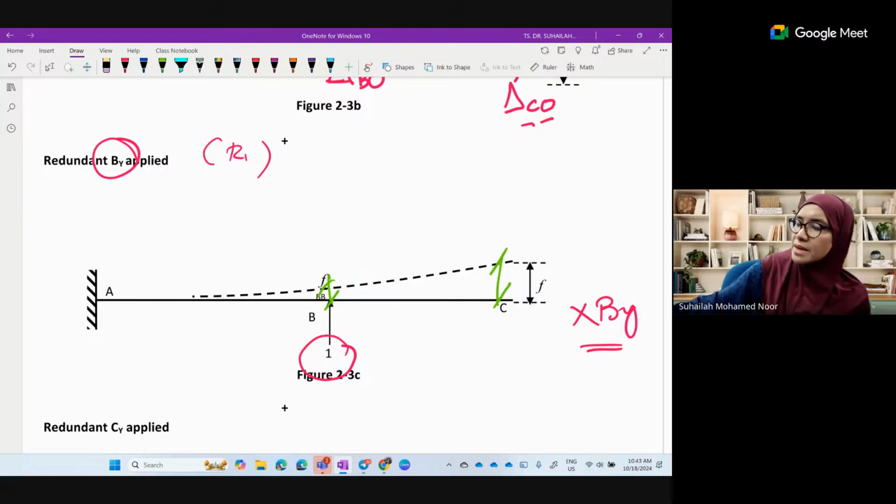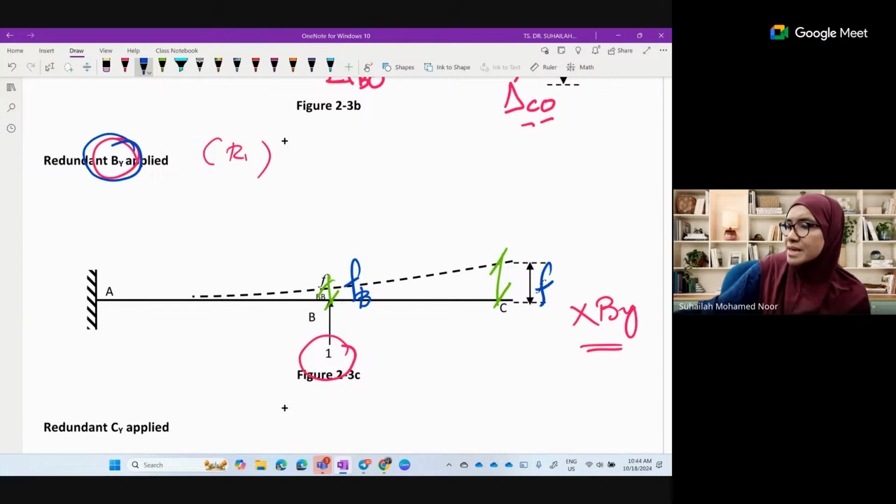All displacement in the redundant system is labelled F, not delta. Here also F. Redundant. Okay, so F, F, F everywhere. At B, it is F at position B.